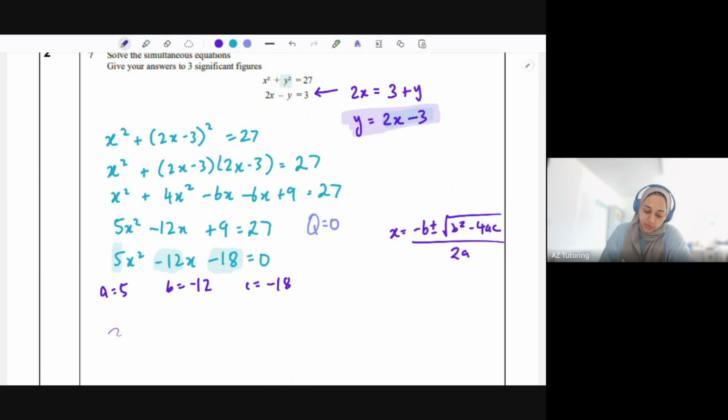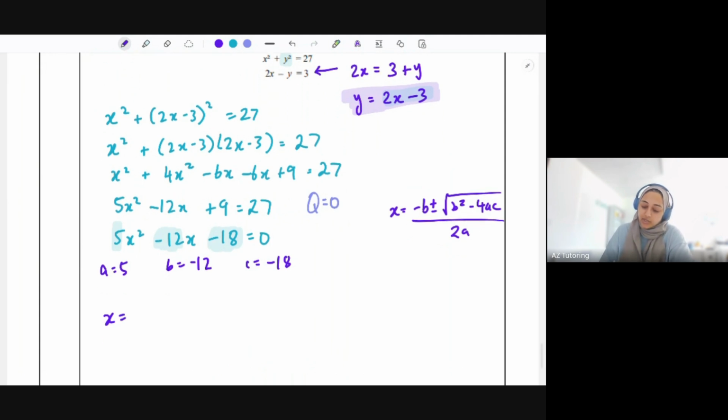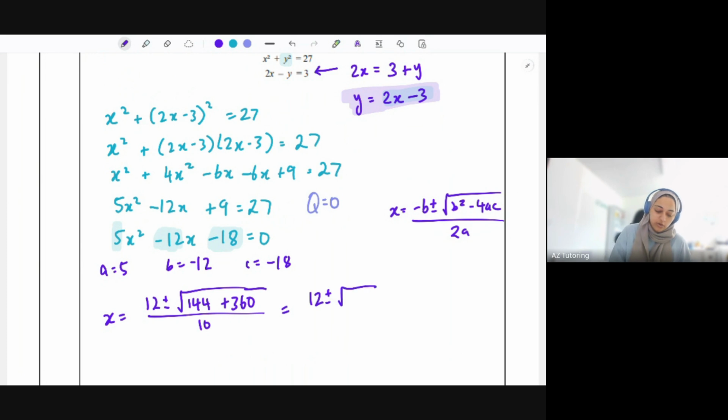Let's plug all that into the formula. We get x equals minus b. We've got b is minus 12, so minus b is minus 12, which is just plus 12, so it's the opposite sign. Plus or minus the square root of b squared: minus 12 squared is 144. Then we've got minus 4 times a, so minus 4 times 5, times minus 18, so we get plus 360. All divided by 2 times a, which is 2 times 5, which is just 10. Simplifying that further, I get 12 plus or minus the square root of 144 add 360, I get 504, all over 10.